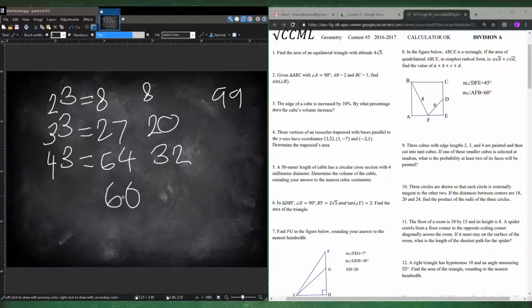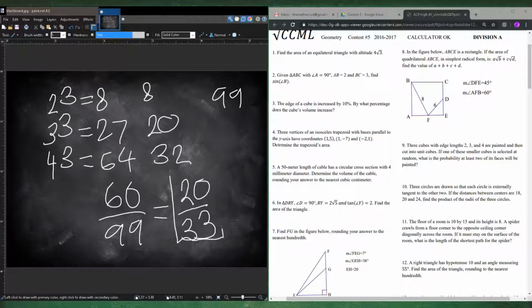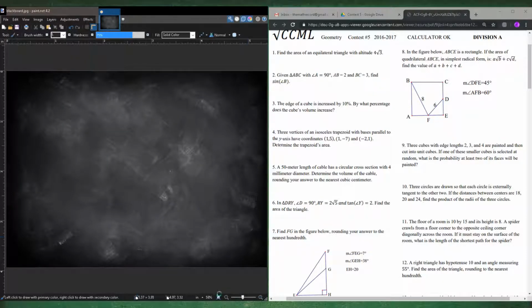So 60, the probability is 60 out of 99. So simplifying that, divide by 3, that's 20. And divide by 3 here, you get 33. So for number 9, the answer is 20 over 33. For these types of questions, you basically just split up your work into smaller sections. So you find one for the 2, the 3, and the 4 instead of doing everything in one.